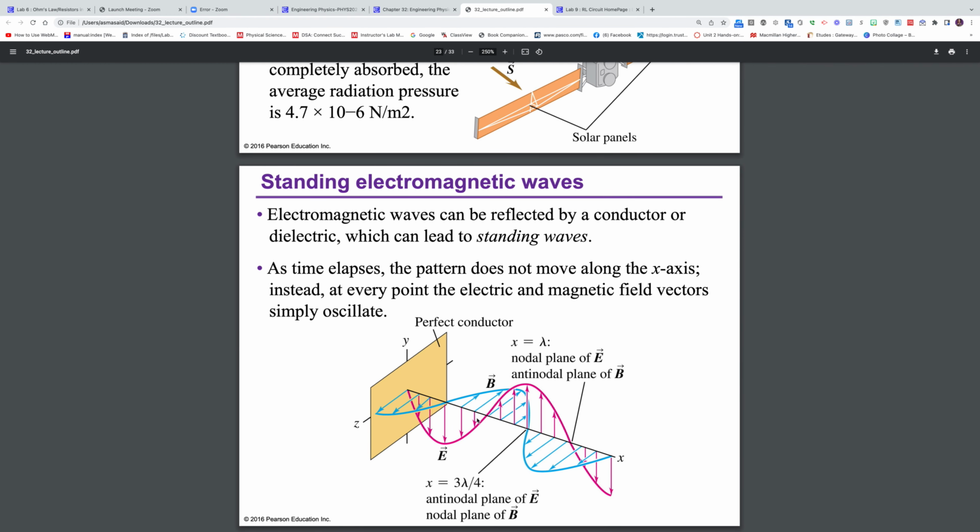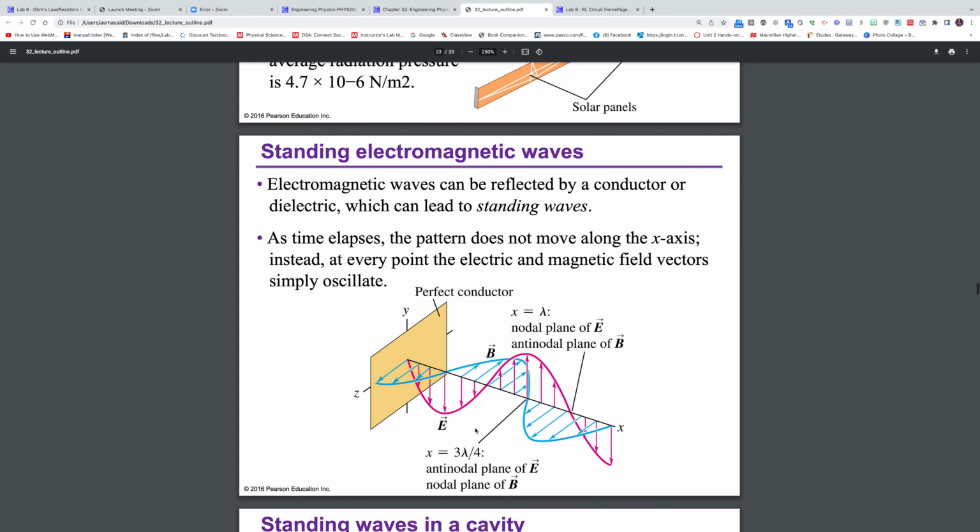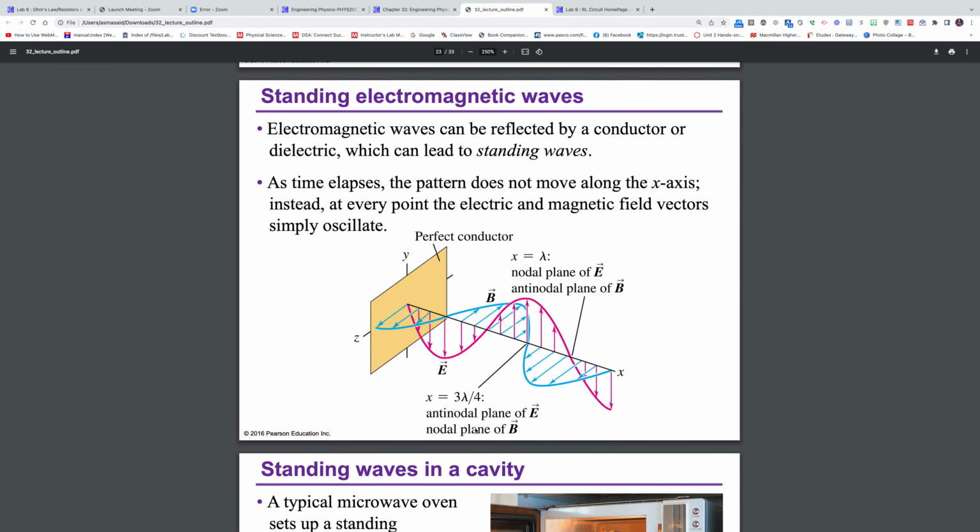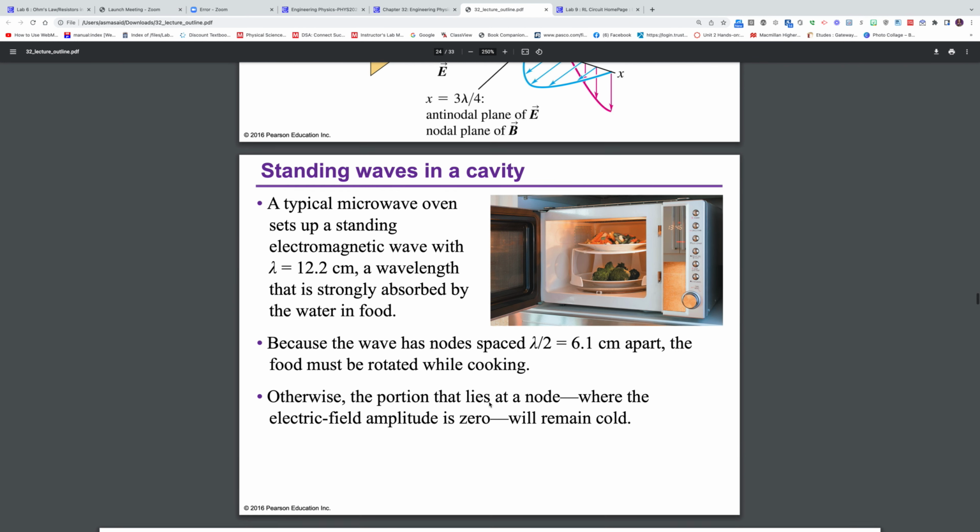Also, we can have standing waves from electromagnetic waves, and they can be created by reflecting from a conductor or dielectric, and then they form what is called standing waves. And as the time elapses, the pattern does not move along the x-axis. Instead, at every point, the electric and magnetic field vectors simply oscillate, forming kind of nodes and antinodes.